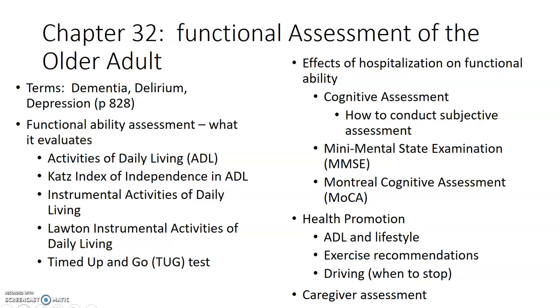With all older adults who are no longer able to live completely independently, it is also important to assess the caregiver, who often becomes overwhelmed as caregiving responsibilities increase as the patient declines. And finally, review important health promotion information about activities of daily living and lifestyle, exercise recommendations, and the information on when to stop driving and tips for getting the older adult to stop driving.